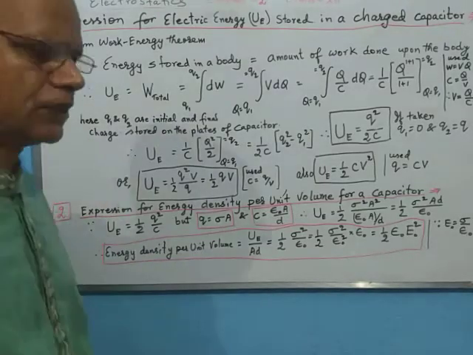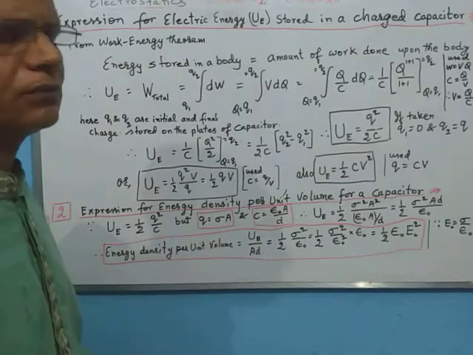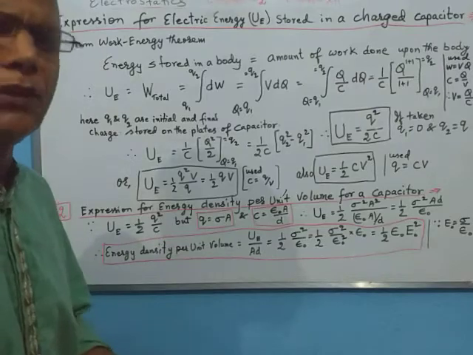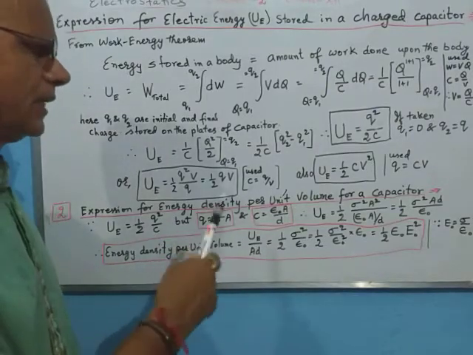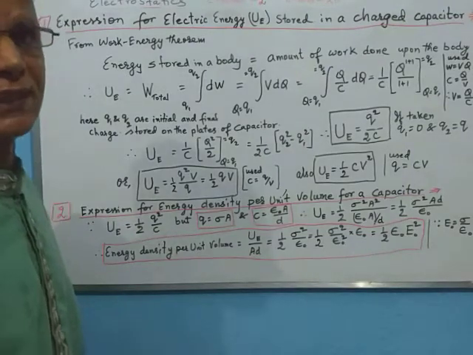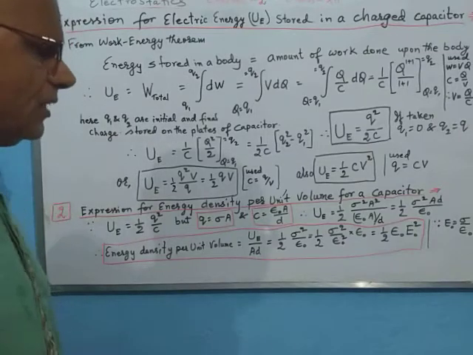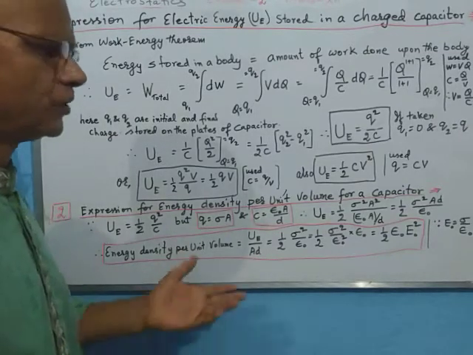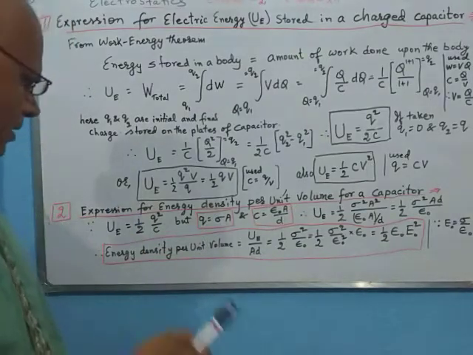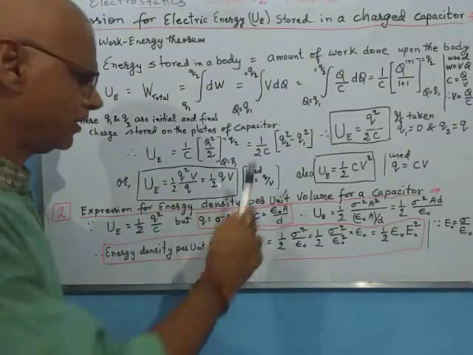Now yet another expression we are going to derive, because this expression, the energy density per unit volume of the capacitor, has great application in the coming chapter of electromagnetic waves, etc. So we need to remember it right now, and it will also be used in the chapter of magnetism, which we shall be learning later. So what we are going to find is the expression for energy density per unit volume.